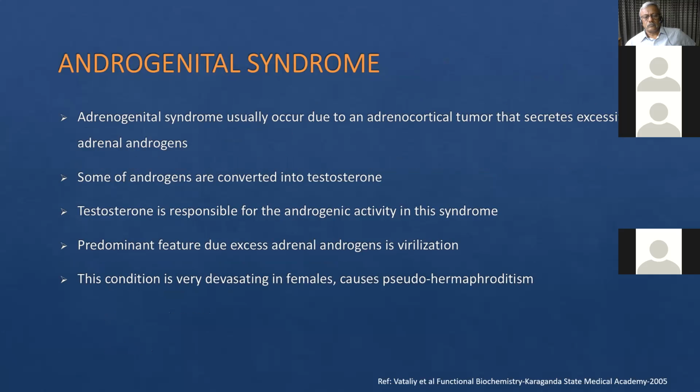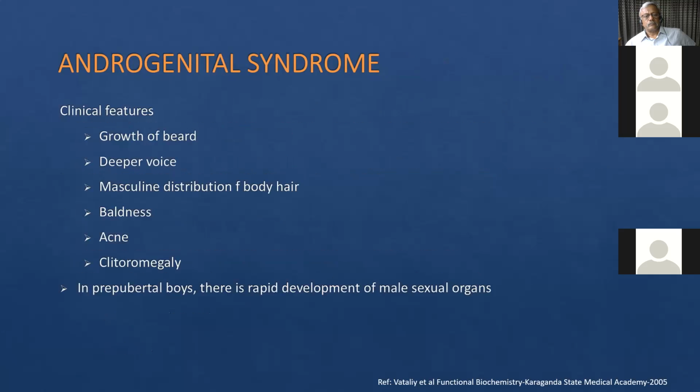Adrenogenital syndrome occurs due to an adrenocortical tumor that secretes excessive adrenal androgens. Testosterone is responsible for this activity in this syndrome. The predominant feature in this syndrome is virilization. This condition is severely seen in females, causing pseudohermaphroditism. The clinical features are deep voice, growth of the beard, masculine distribution of the body hair, baldness, acne, and clitoromegaly. In prepubertal boys, there is a rapid development of the male sexual organs, leading to precocious puberty.